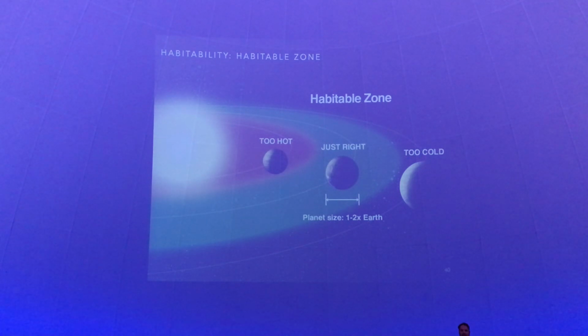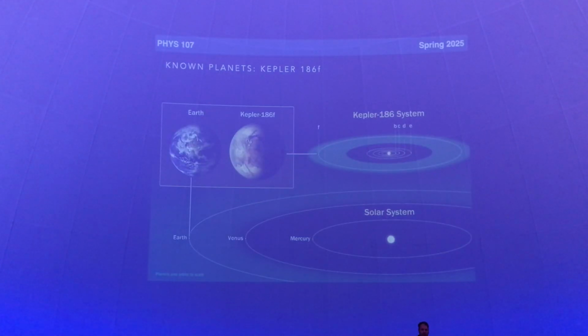If you're tidally locked and just one side is getting baked and the other side freezes, neither of them is going to be very good for liquid water. But if I then have lots of circulation in my atmosphere, basically a constant tornado going around, then I actually might be cool enough. So this is a whole debate. This is a whole thing that we're trying to figure out.